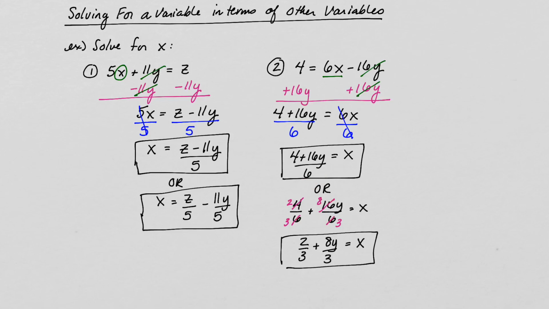So again, you want to think about trying to get the piece that has whatever variable you're trying to solve for all by itself. So here I got the 5x piece by itself. Here I tried to get the 6x piece by itself. And then you basically, once you have it by itself, you want to do the opposite like we did before.